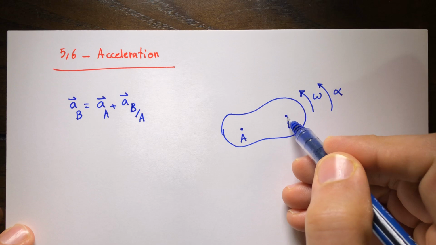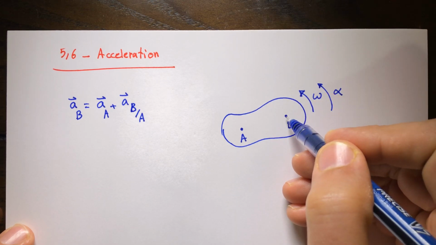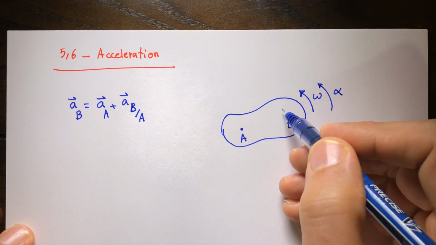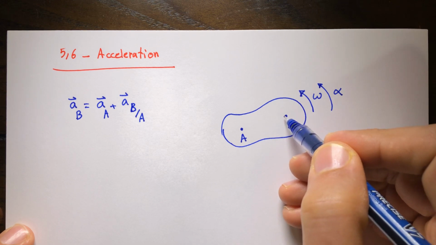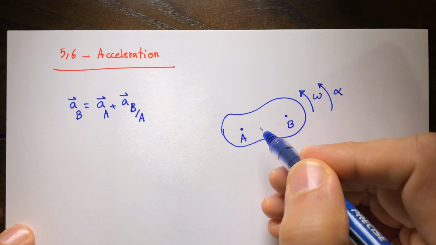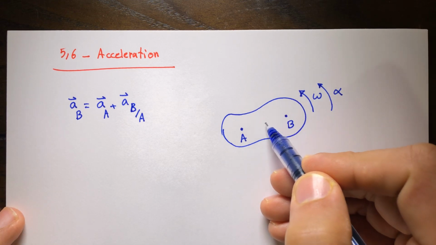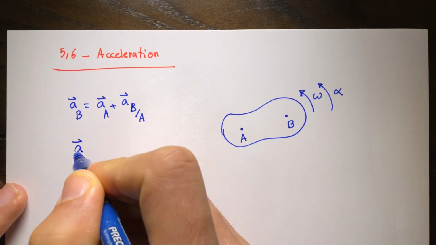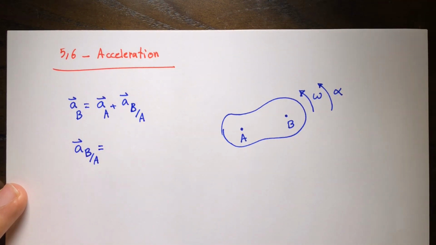If you remember, whenever we have a point which is moving on a circle, it's going to have two accelerations. Acceleration in the tangential direction, the equation for that was r times alpha, and acceleration in the normal direction toward the center. The magnitude of that acceleration was r times omega squared. So just to remind you, acceleration of B with respect to A is going to have two components.